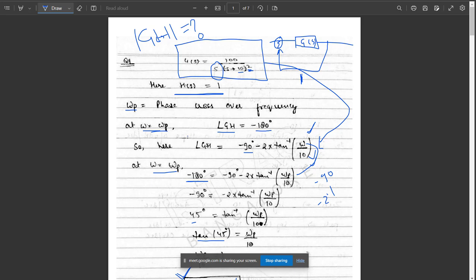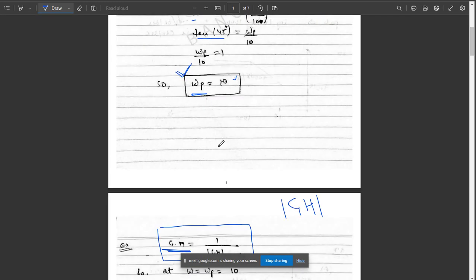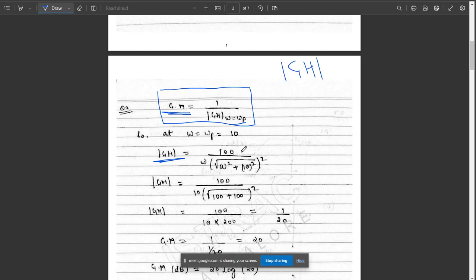So in this equation, put omega equals omega p, that is 10. Put it here, and mod of GH will become how much? 100 divided by S.